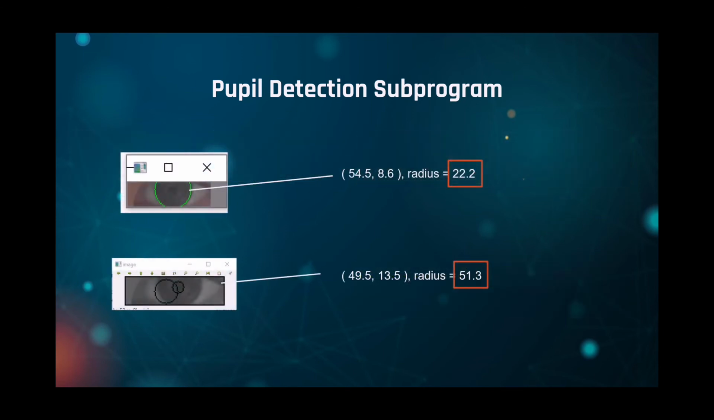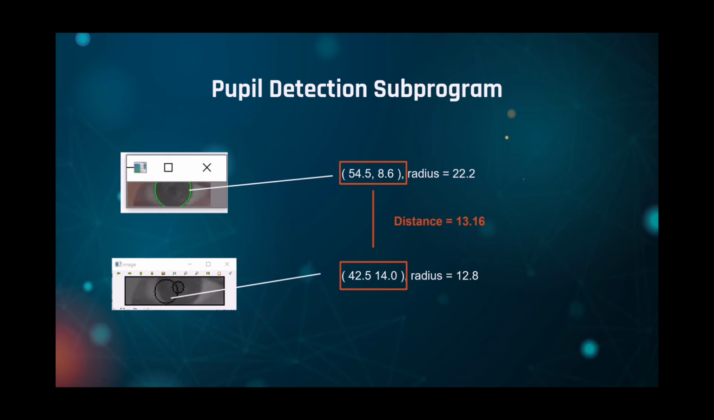We take the center coordinate and the radius of the iris and compare them with the contours that we find here. The one with a radius smaller than the iris's radius and the closest center coordinate to the iris's center will be selected as the pupil. The program also counts the blinks.